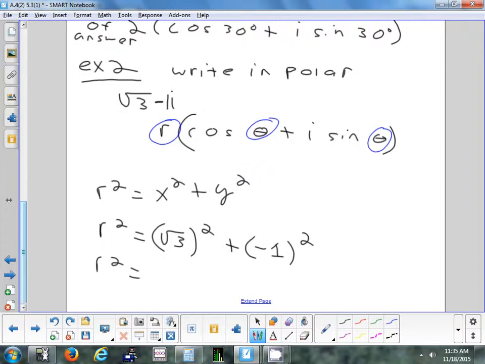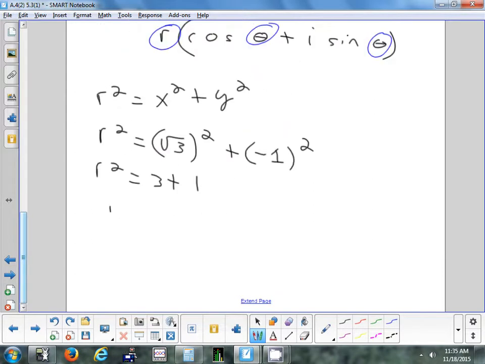What's the square root of 3 squared? 3. Negative 1 squared? 1. So 3 plus 1 gives me 4. And what's my radius? 2. So I've got my radius. What else do I need to get besides my radius? I've got to get theta.